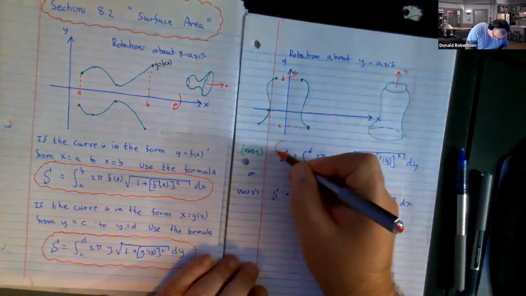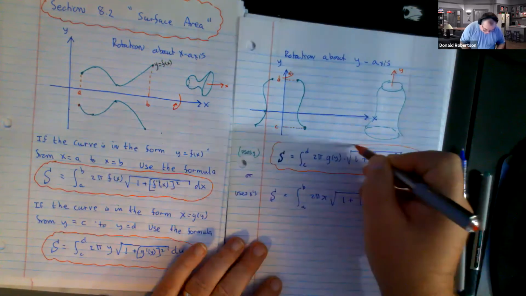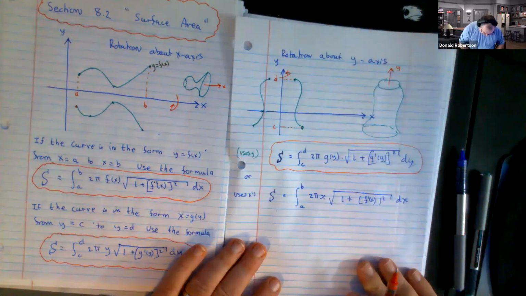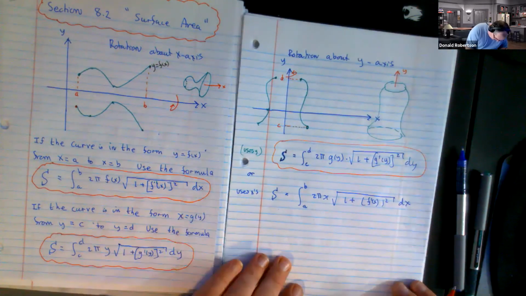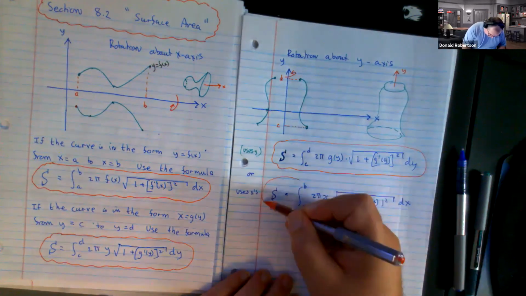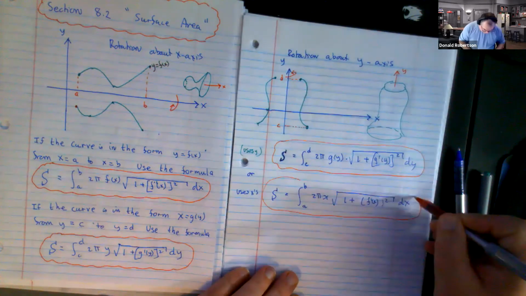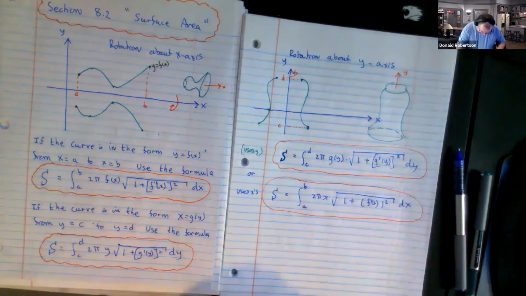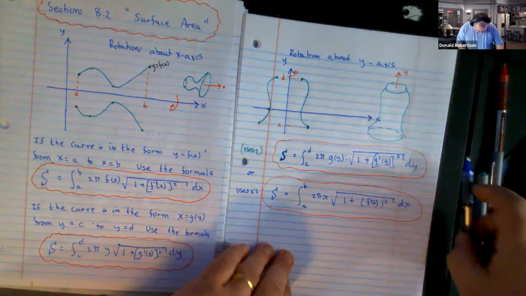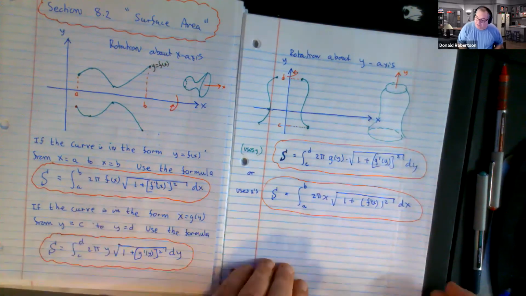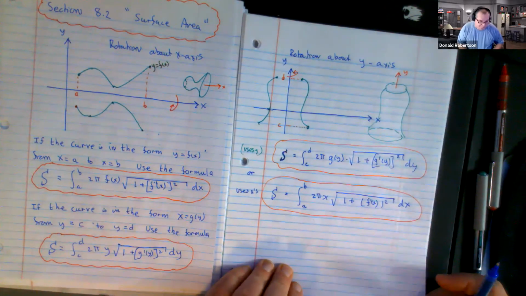So here is rotating about the y-axis when all the information is in terms of y. And here is rotating about the y-axis when all of the information is given in terms of x. So in total, as you can see here, there are 4 formulas, right? So let's find one of those.